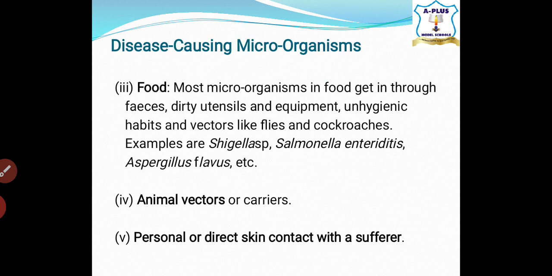Another way in which microorganisms can spread is food. Microorganisms can spread through our food. Most microorganisms in food get in through feces. That's why it is advised that when you go to the toilet, you wash your hands with soap, because some microorganisms cannot be washed away by ordinary water, and you have to use soap to kill them. Because if you use that same hand to eat your food, you are ingesting microorganisms indirectly.